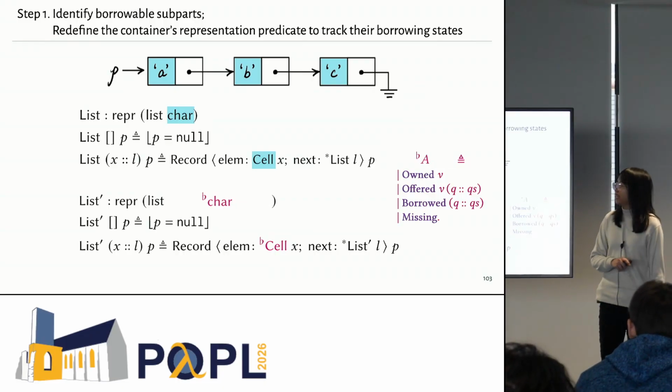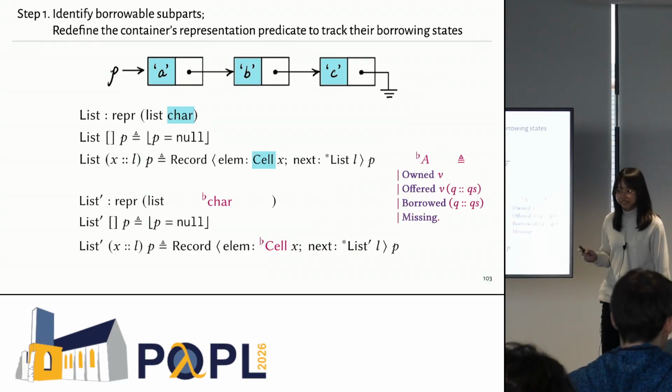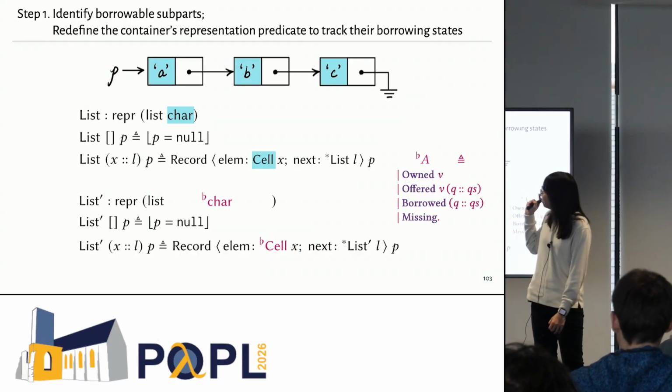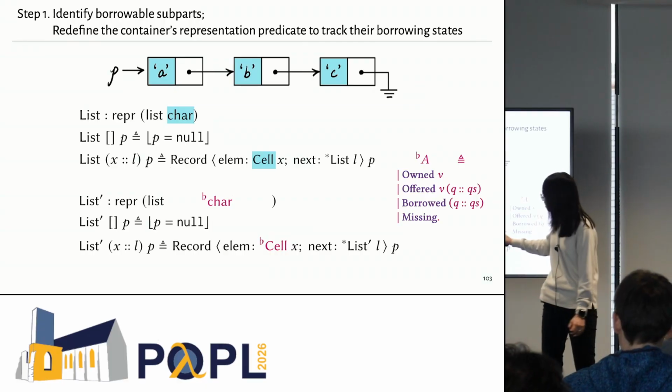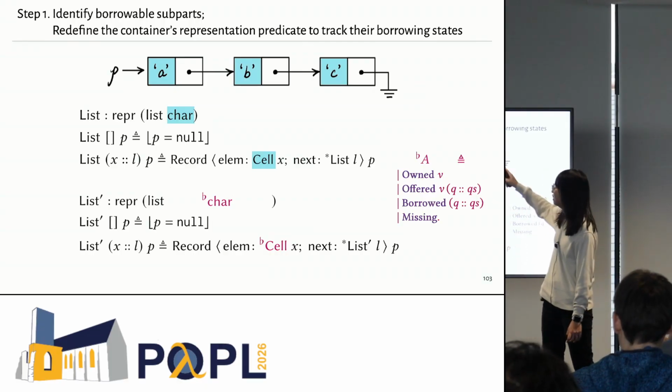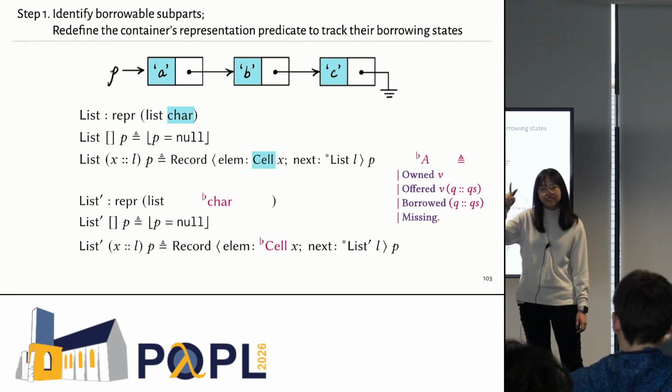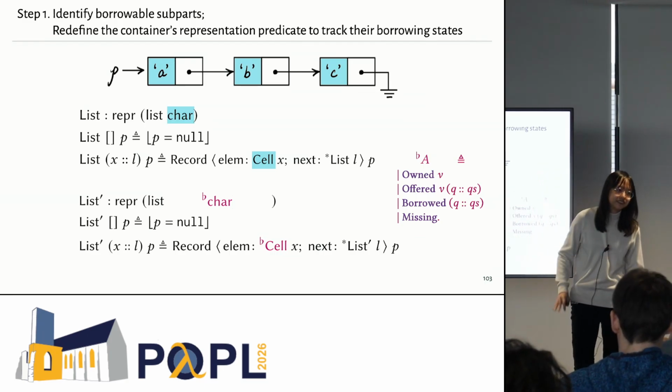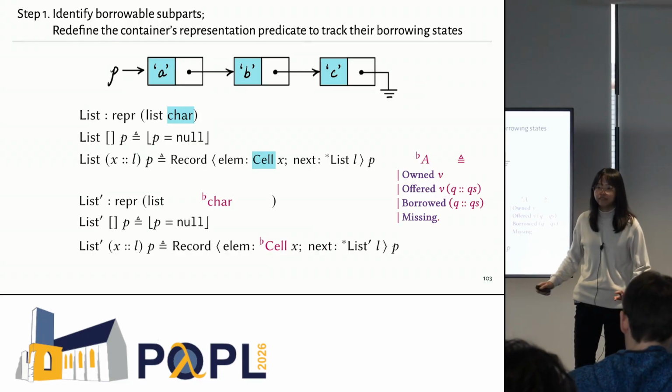We actually use the same notation for the logical model and the representation predicate. So we only need to write the little b char and little b cell. So you can see the only difference between list and list prime is just we apply the little b on both the logical model and the representation predicate of the borrowable subpart.